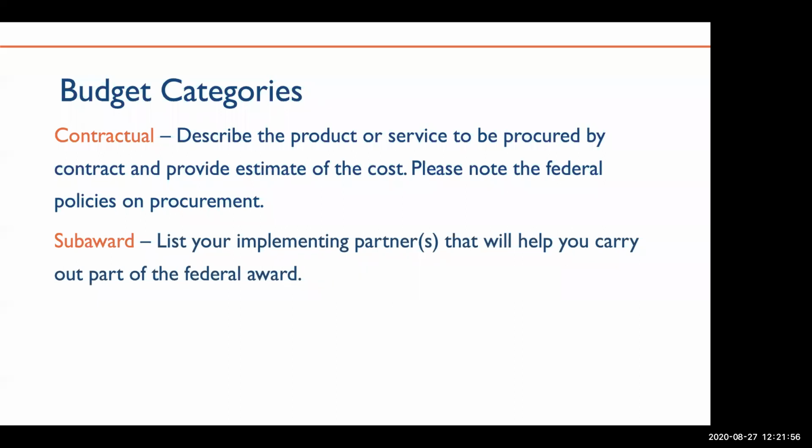So for contractors, you should describe the product or the service to be procured by contract and provide an estimate of this cost. You should also rationalize the rate for this cost in your budget narrative. And as Christine mentioned earlier, there are federal policies on procurement. For subrecipients, you should list your implementing partner or partners that will help you carry out part of your federal award. And again, you should rationalize the cost for the rate of this subrecipient award in your budget narrative.